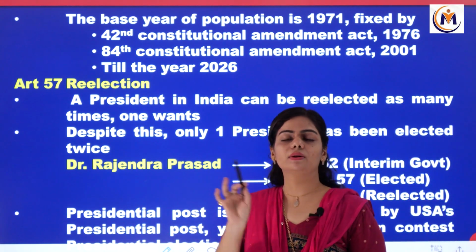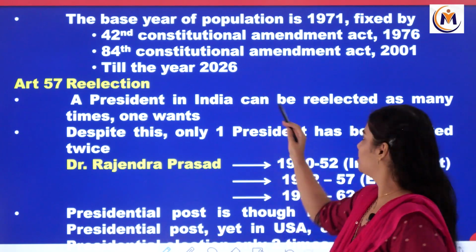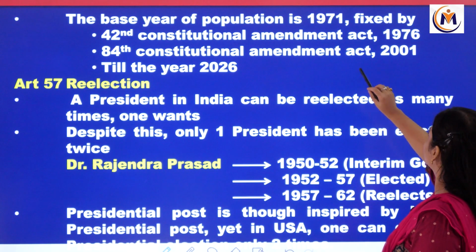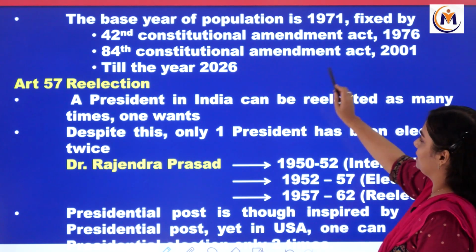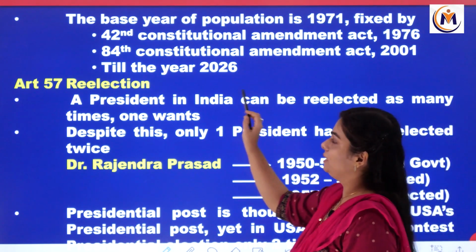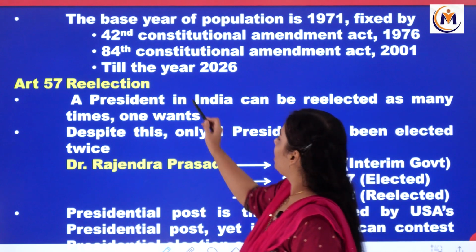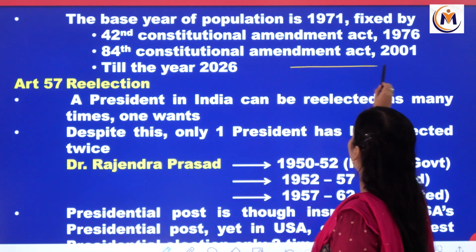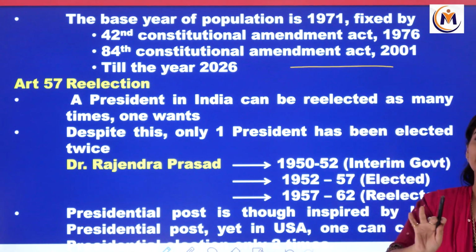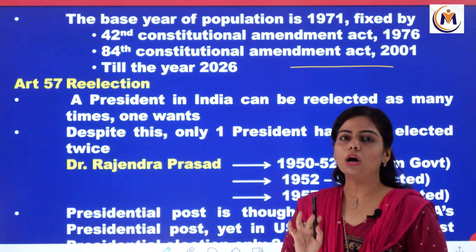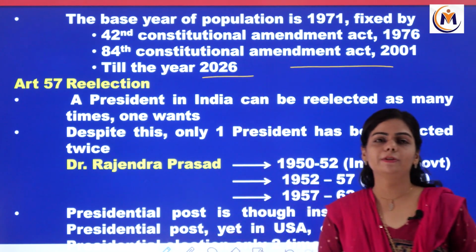So the 1971 census holds the place as the base year for the calculation of MLA seats, fixed initially by the 42nd Constitutional Amendment Act 1976 and later by the 84th Constitutional Amendment Act 2001, and this census year 1971 has been frozen till 2026.